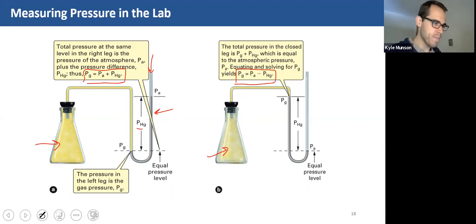So how we could do this in our example is, any time the level of the mercury is higher on the open-ended side of the apparatus here, you're going to add the pressure of the atmosphere to the pressure of the mercury. Anytime the level of the mercury is lower on the open-ended side compared to the closed-ended side, we're going to subtract the pressure of the mercury from the pressure of the atmosphere. Okay. So if that doesn't make sense, let's do an example together, and hopefully it'll make more sense after we do that.